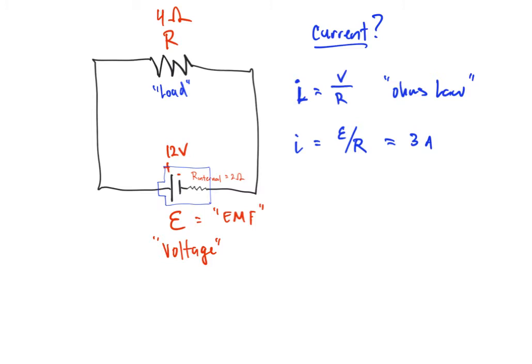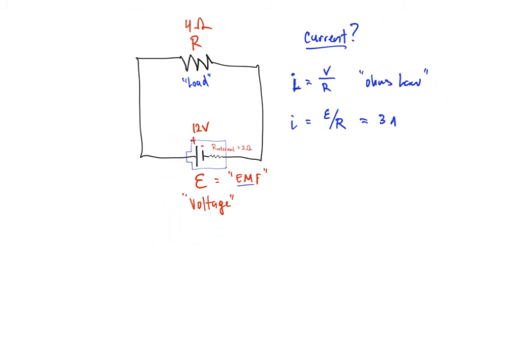Maybe while I'm talking about this, I'll introduce a couple other terms. A lot of terms here: we have EMF, internal resistance, and load. But there is a distinction sometimes made between the EMF of the battery and what's sometimes called the open circuit voltage. The open circuit voltage is the potential difference between the terminals of the battery when the battery is not connected to a circuit.